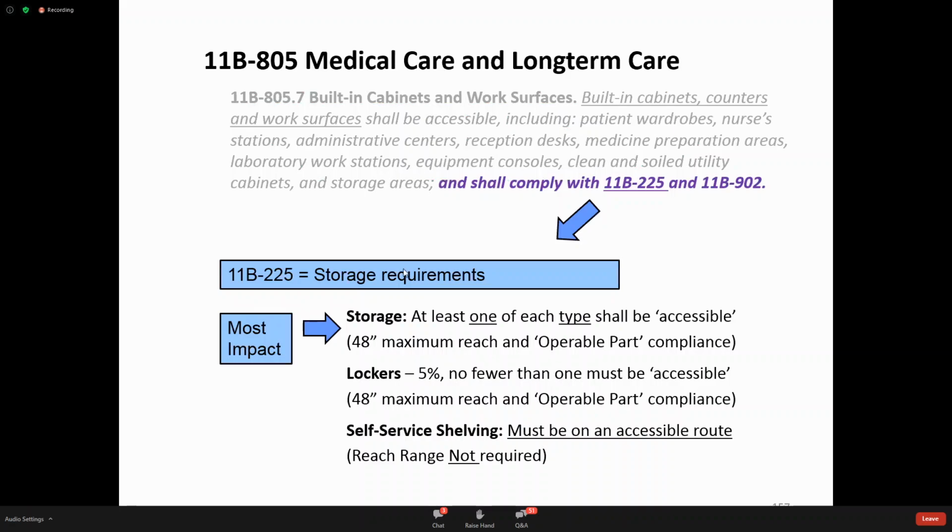So that 225 is storage. Now there's a code section you can cross-reference and look up, the 11B 225. I'll save us the time and energy to do that and cut to the chase. Storage is defined as requiring at least one of each type shall be accessible, which ultimately means within reach range. That's the one that you've got to worry about.